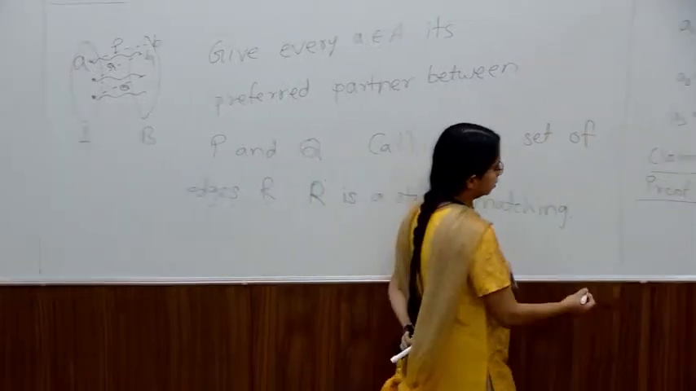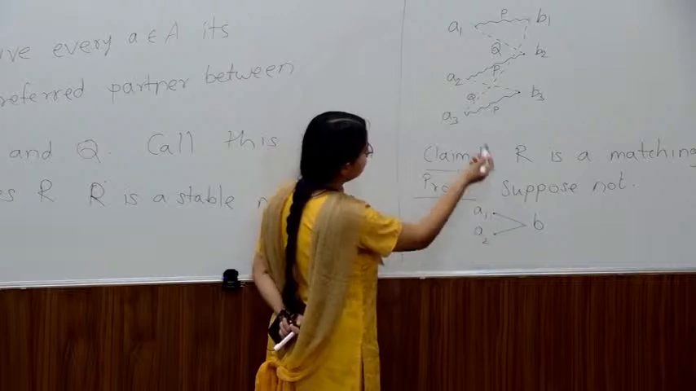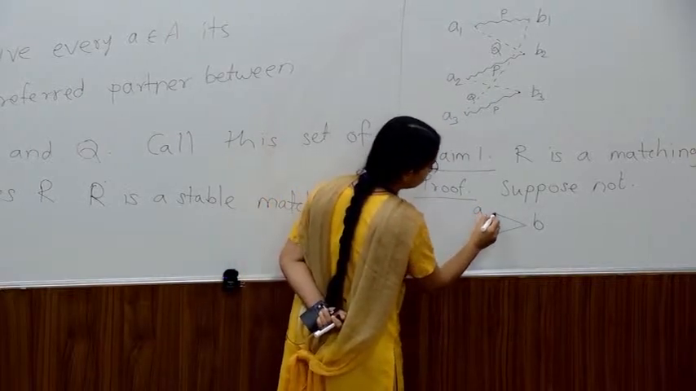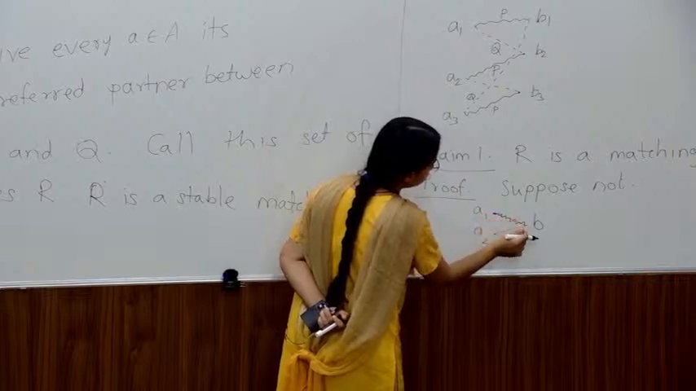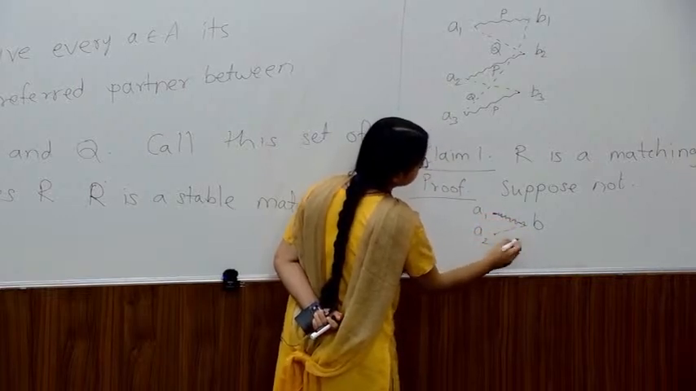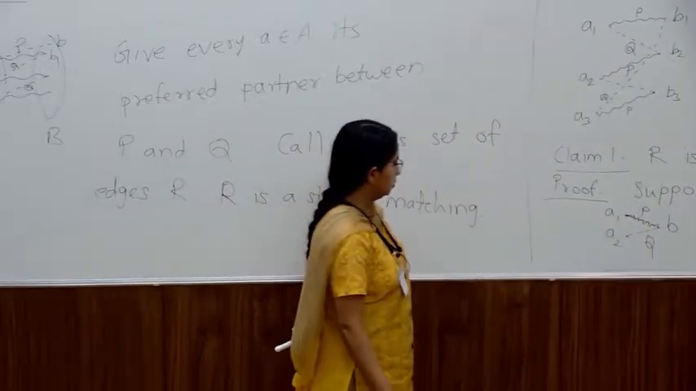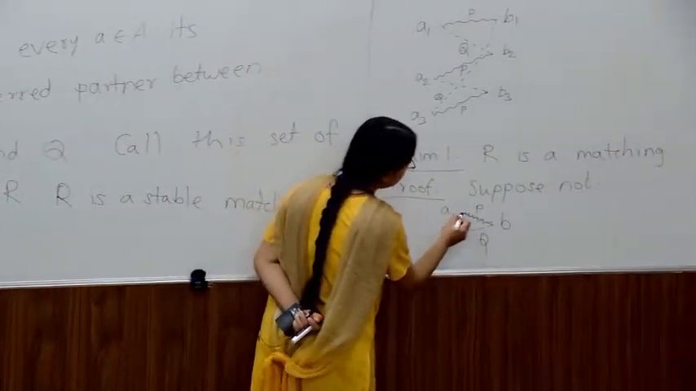Now, obviously they were not matched to the same B in P or Q, right? So one of them must be a P edge, one of them must be a Q edge. So suppose this is the P edge and this is the Q edge. This is without loss of generality.